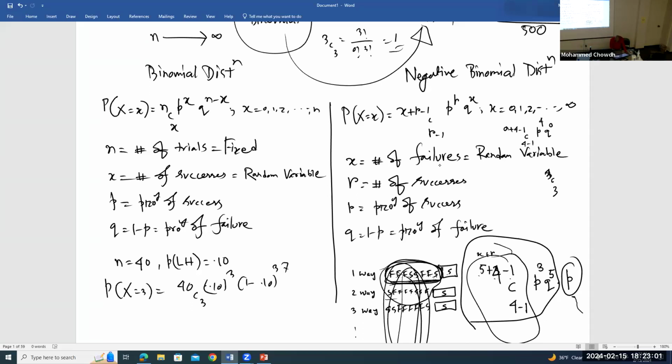In this case, one way 4 successes can be obtained like this. Another way 4 successes can be obtained like this. Another way like this. Fourth way, different ways. How many different ways can the 4 successes be obtained? Sorry, 3 successes can be obtained. That is mentioned here. When the final success is obtained, then it is negative binomial.